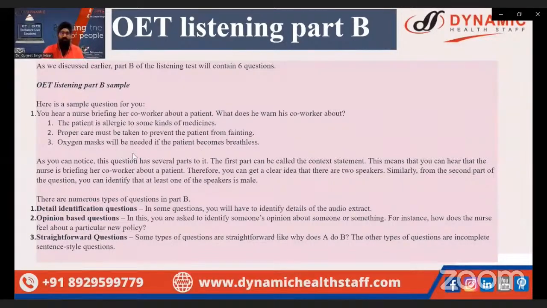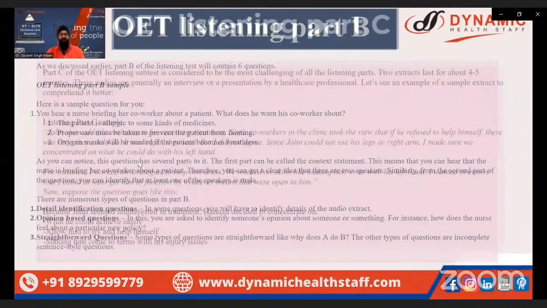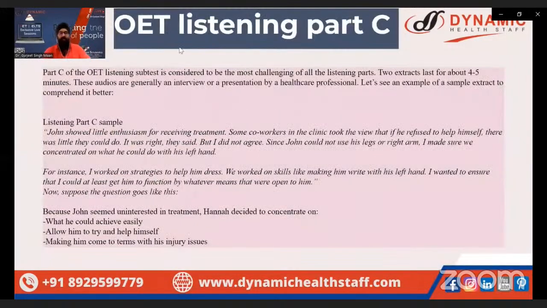Here we have one positive thing, as I told you, that there are separate audio clips and separate questions, so it becomes a bit easy for us. As far as part C is concerned, you have to remember that part C is one of the most challenging things. Reason being, the extract lasts for about 4 to 5 minutes, and also there will be 6 multiple choice questions.